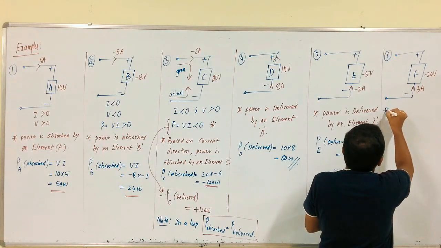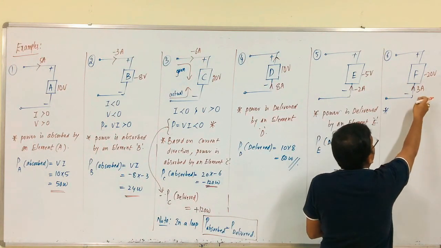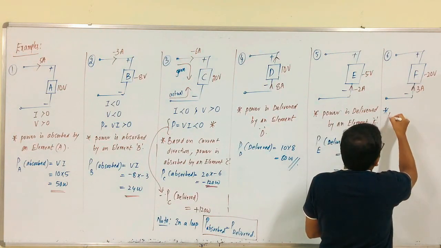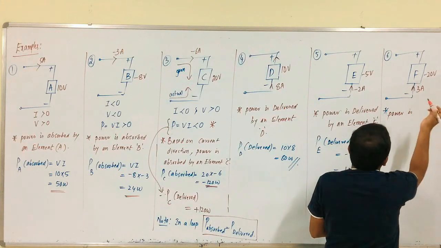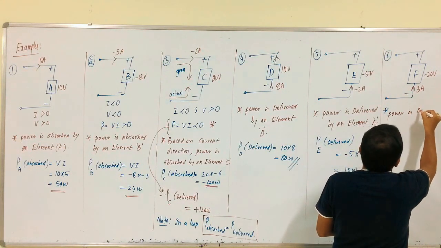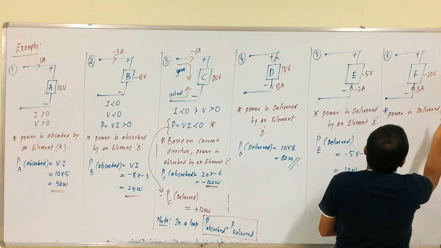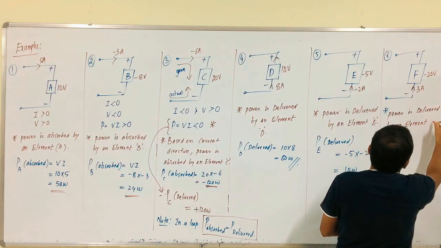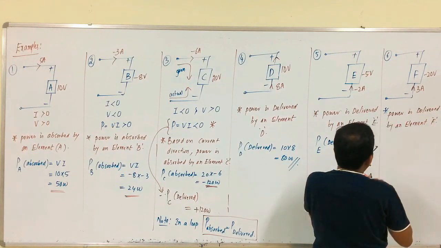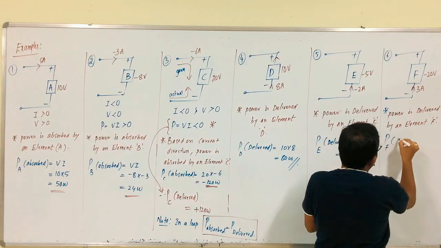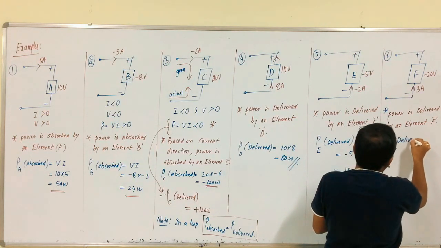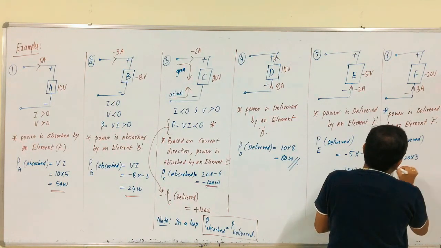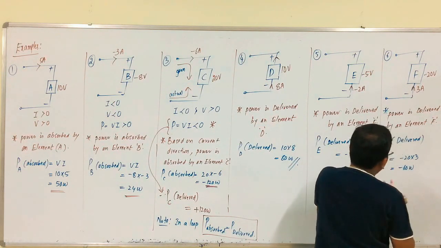Here the current is the same, entering from the negative and leaving from the positive by an element F. Therefore, the power is delivered by an element F. Therefore, the power delivered by an element F is, which equals minus 20 into 3, which equals minus 60 watts of power delivered.